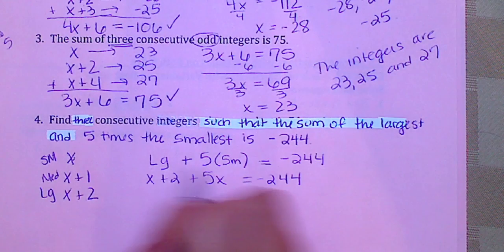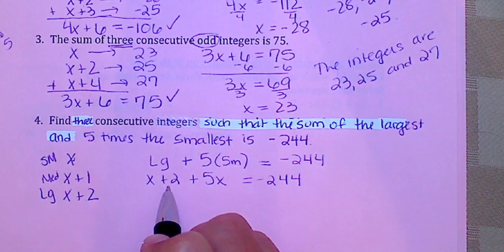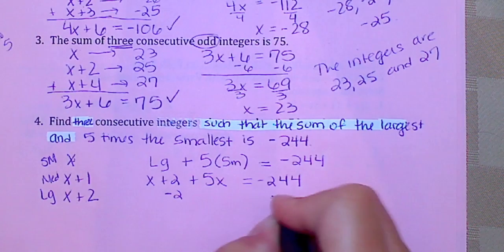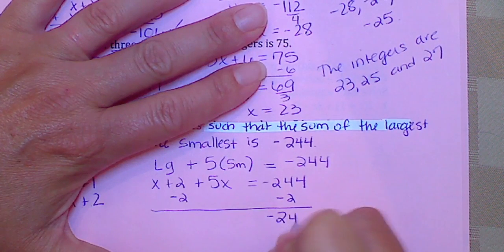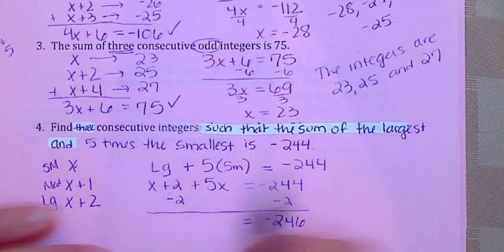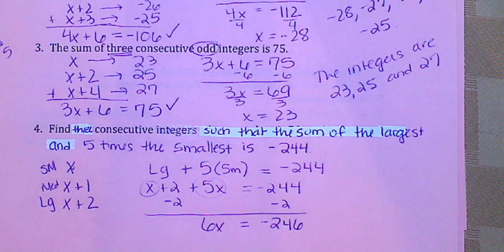So we need to combine like terms over here. We could do that at the same time as moving the 2 over. So we'll go ahead and subtract the 2. So we get negative 246. And we can combine the x and the 5x to get 6x. So we want to solve for this. So we're going to take the 246 and divide it by 6.